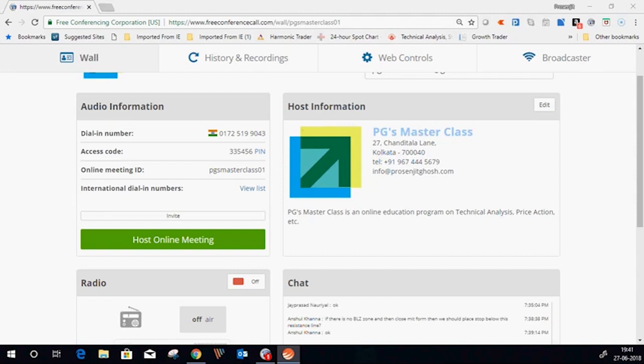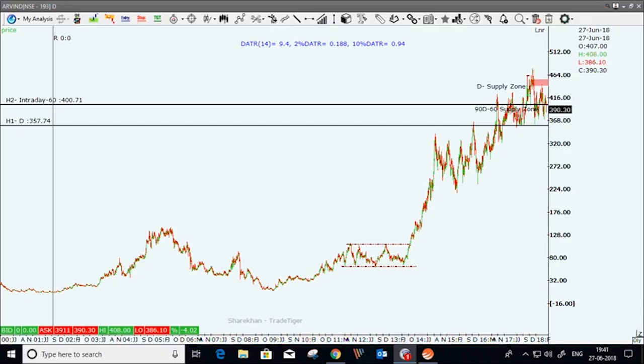Okay, what happened here? Friends, what happened here? To find out MIPs, we need to zoom out the chart. Oh, sorry. All of you can see the chart? All of you can see the chart?